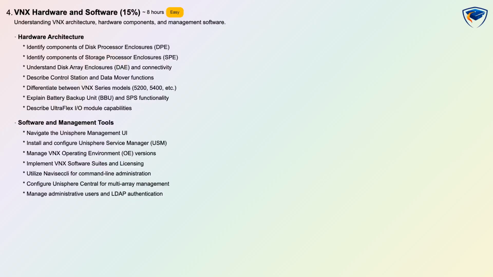In the file storage configuration domain, you will also learn how to manage DNS, NIS, and LDAP integration, configure VLAN tagging and failover devices, and manage data mover boot parameters and status. You will also understand how to create and extend VNX file systems, implement NFS exports and access controls, configure CIFS SMB shares and AD integration, manage file system quotas, and implement file-level deduplication and compression.